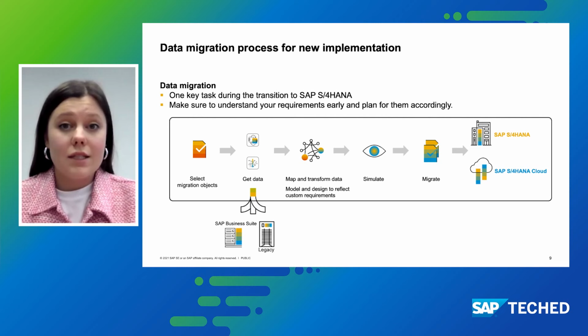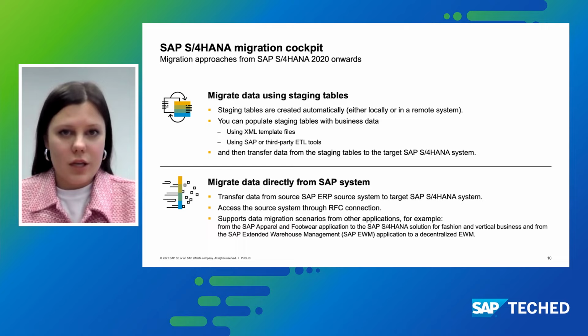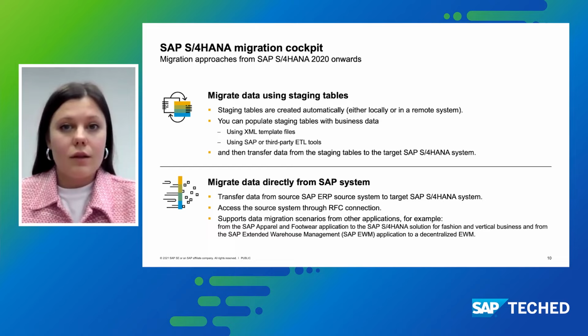In the next slide, I would like to focus on the second step, get data. I have already mentioned there are two possible approaches embedded in Migration Cockpit. The first one, migrate data using staging tables. When you create a project, the staging tables are created automatically. Then you need to think about how you would like to fill the staging tables. You can use XML template files. So you download the template XML, fill it with the data, and upload back to Migration Cockpit. Or you can use SAP or third-party ETL tool.